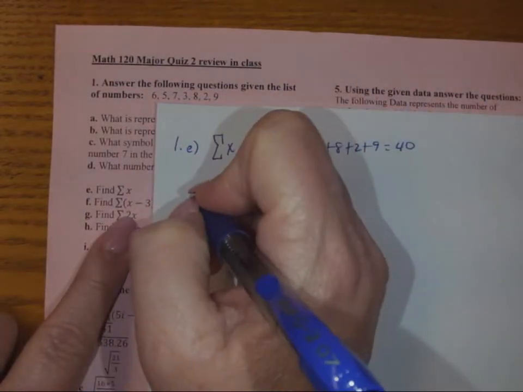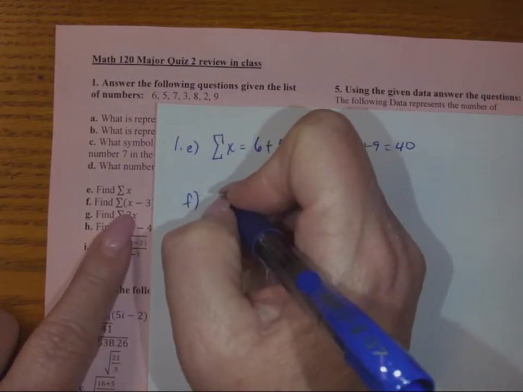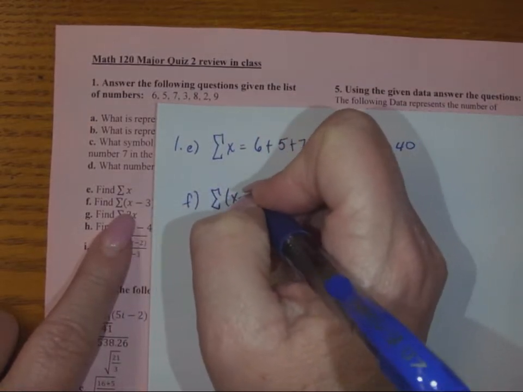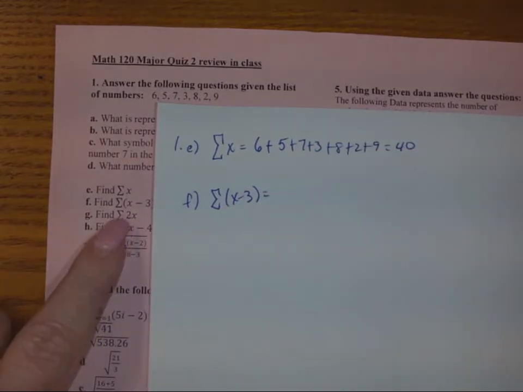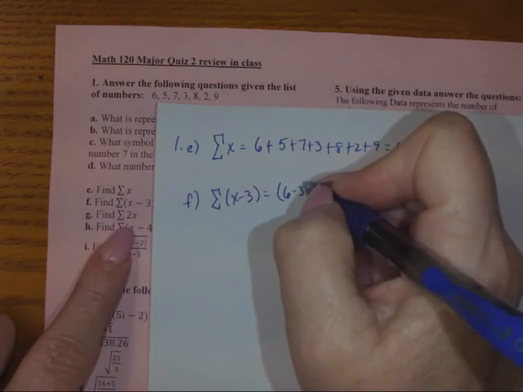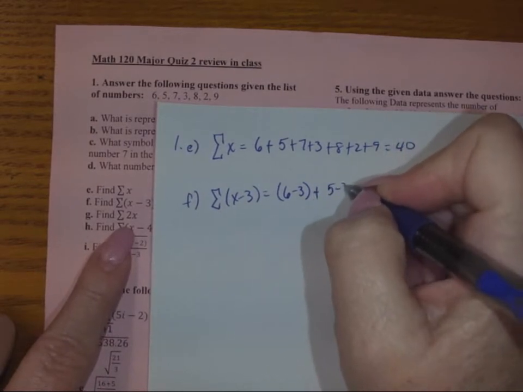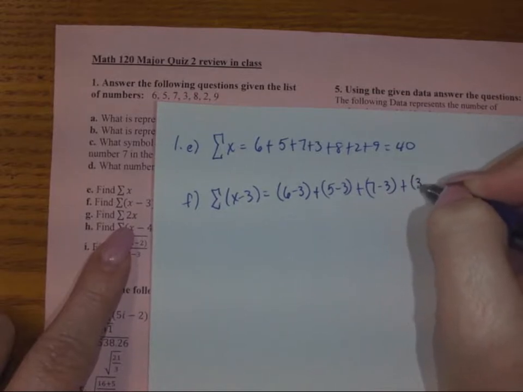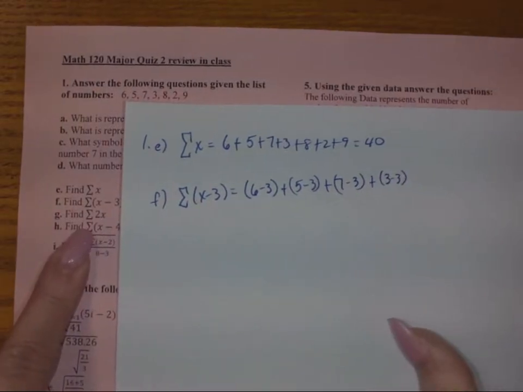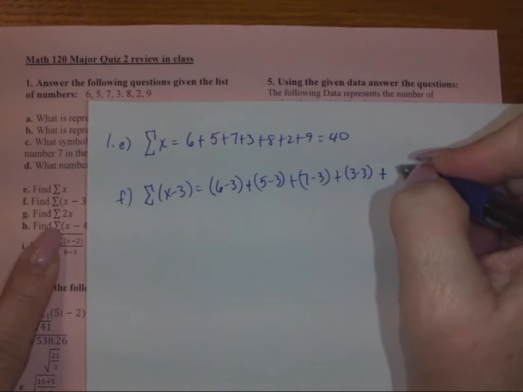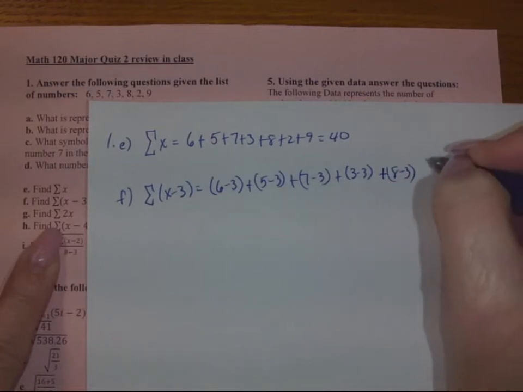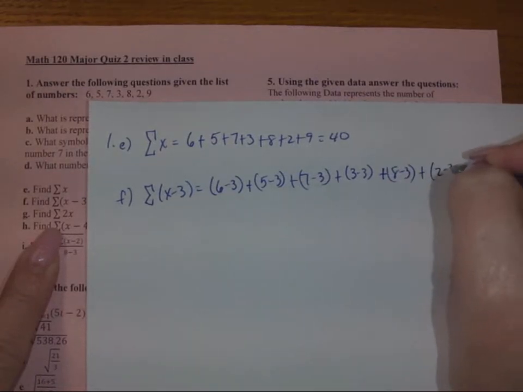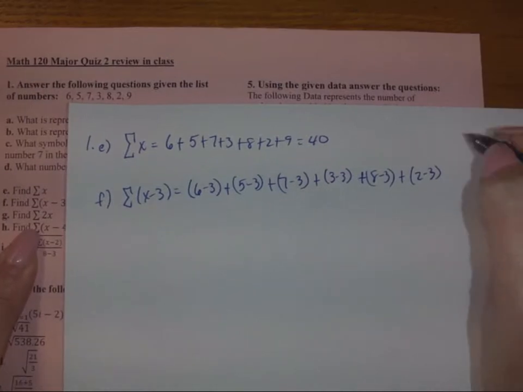The next thing we're going to do is find the summation of x minus 3. So that means we're going to take 3 away from each of our terms. So we're going to have 6 minus 3 plus 5 minus 3 plus 7 minus 3 plus 3 minus 3 plus 8 minus 3 plus 2 minus 3 plus 9 minus 3.